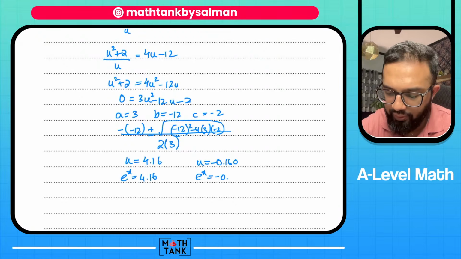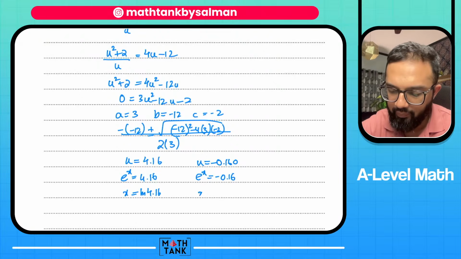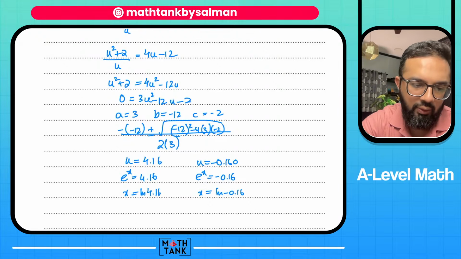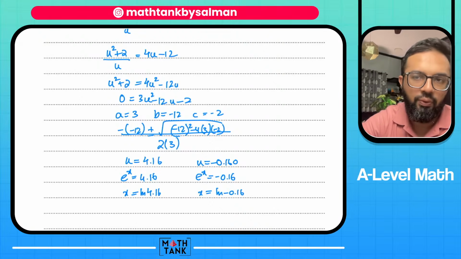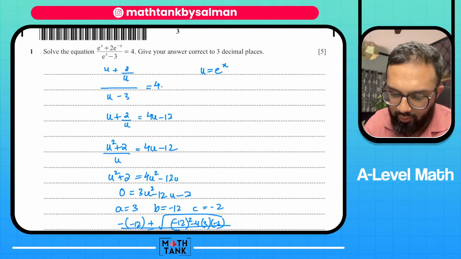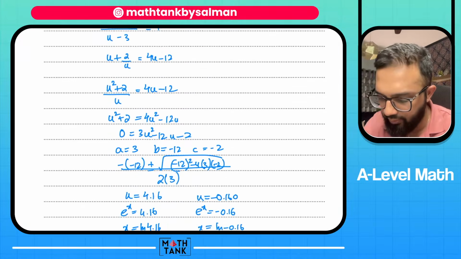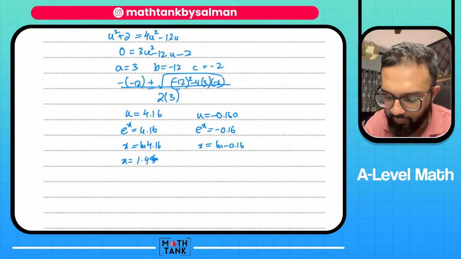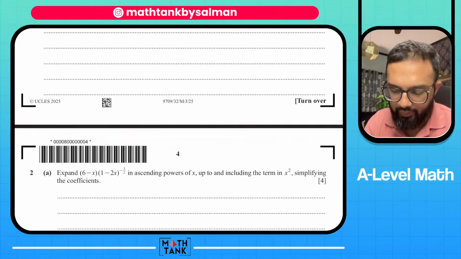So I will have to introduce an ln of 4.16, and this one isn't possible. That's ln of 4.16, 1.43. The question says 3 decimal places, so not 1.43 but 1.426. Okay, that's question number 1.